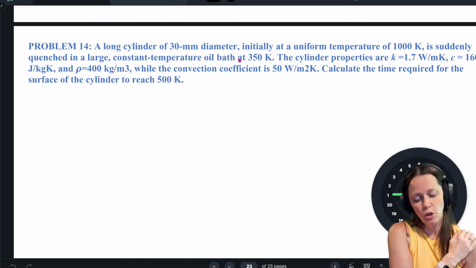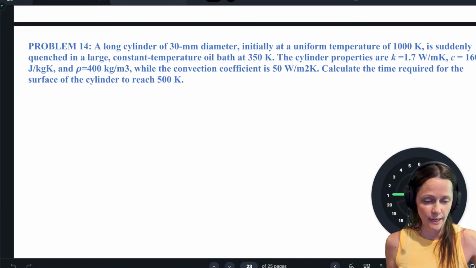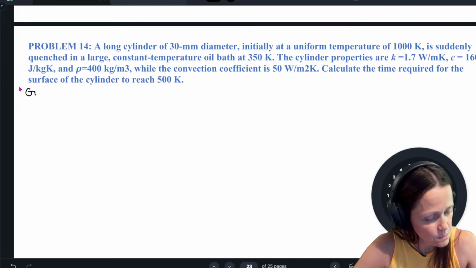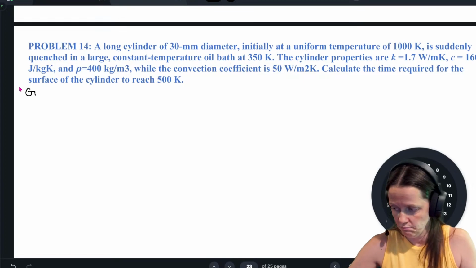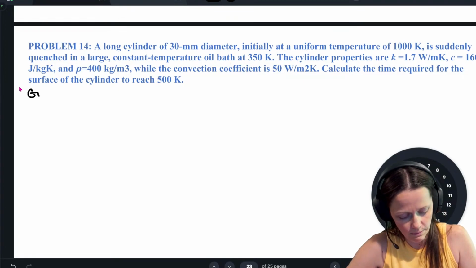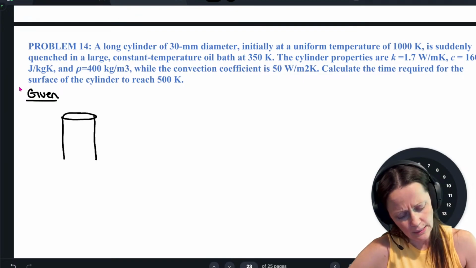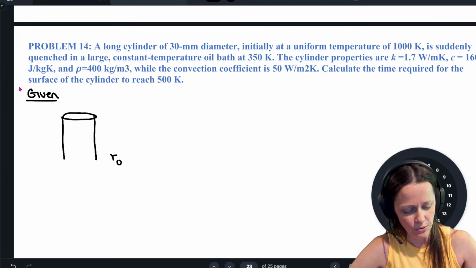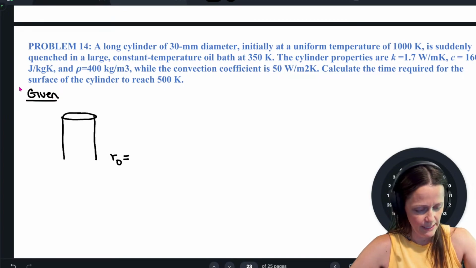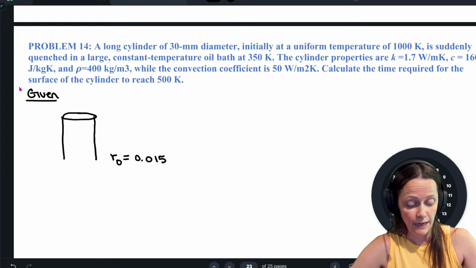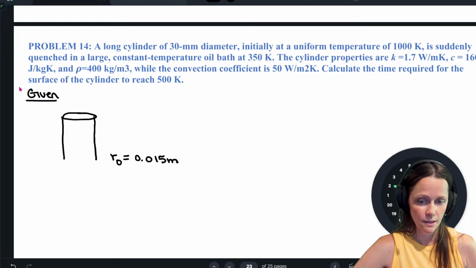All right, so we have a long cylinder, 30 millimeters in diameter. So we have a diameter. I am just going to define a radius. So R naught is the outer radius, so it's 15 millimeters, 0.015 meters. Perfect.